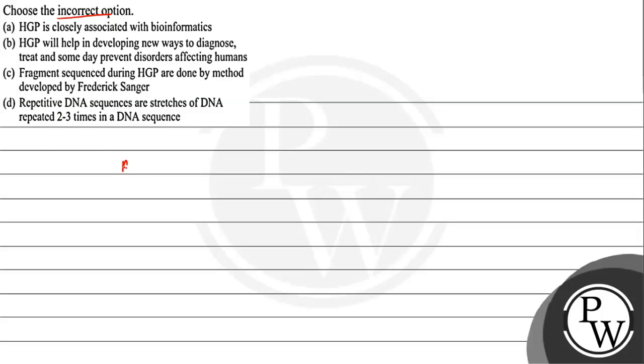So the key concept basically is HGP. HGP stands for Human Genome Project. It was a project started in 1990 and it ran up till 2003. It was a 13-year long mega project.